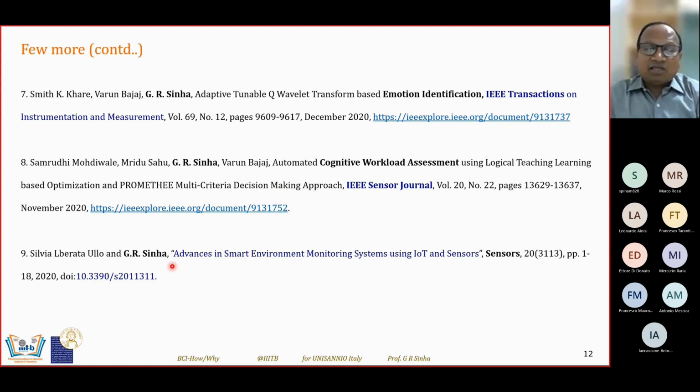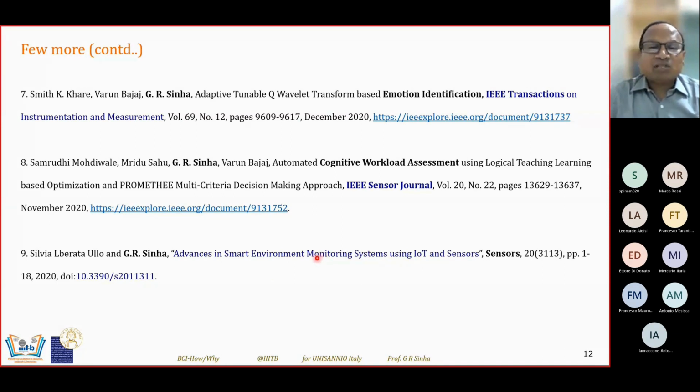And lastly, this is a very popular paper, and you should see it. You can read the first author, my dear friend from the University of Sanyo, Sylvia, and me. We wrote one paper on advances in smart environment monitoring systems using IoT and sensors. This was a critical review paper. For those who take interest in research, there are a number of research types: review based, survey based, experimental, qualitative, and quantitative research. This was purely review based research.